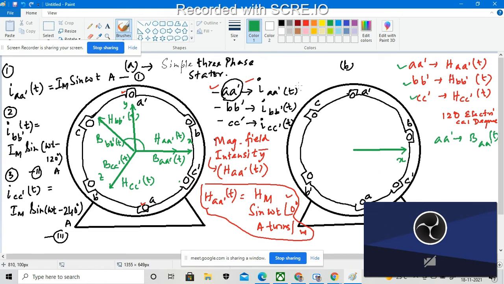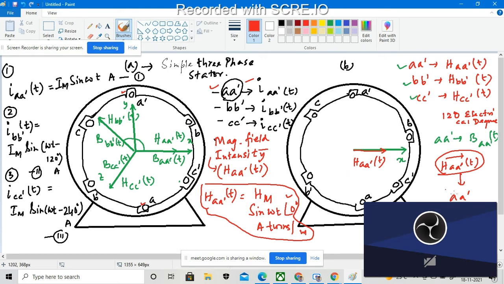So in the magnetizing intensity vectors, we can say that H of A dash t, the magnetizing intensity vector that will be produced by the current flow in the coil A dash, will be this, along the x axis. This is the magnetic intensity vector we are considering, H of A dash t.